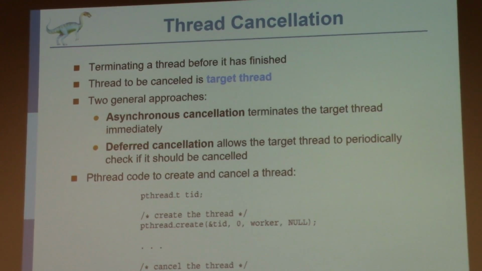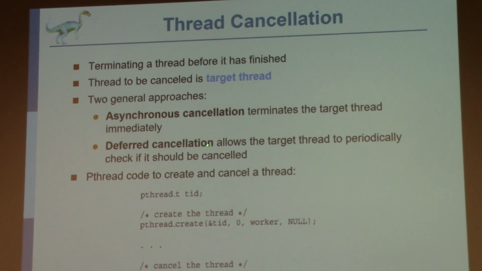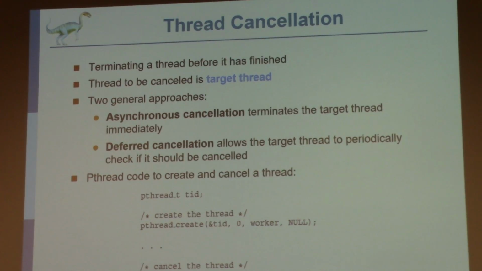And also terminate the thread. So the parent process needs to terminate the thread. At that time, it can be asynchronous or deferred cancellation. Asynchronous means even though your thread is running, it will be forcibly terminated. Or sometimes you can just send a signal.